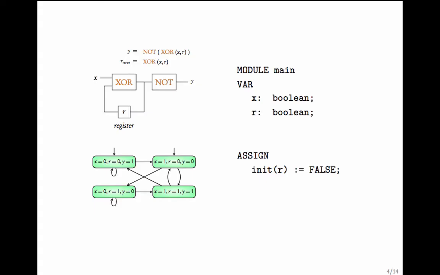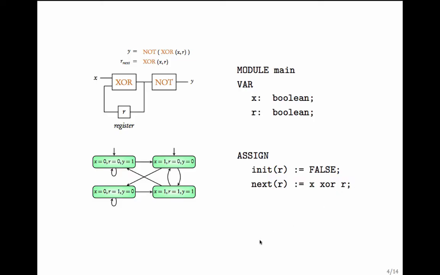Note that there is a difference between these two. This says that once I have X and R, the next value of R is XOR of X, R. So there is a unit delay for the next value. However, once I get X and R, immediately the value of Y is not of XOR of X, R. For the value of Y, there is no delay. How do we describe this? Here we say that next of R is X XOR R. This is fine. What about Y?